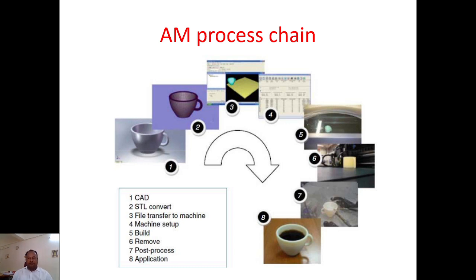Next one is the machine setup. So this AM process is going to be properly set up. Prior to the build, surface settings and related parameters like energy, layer, timing, and material constraints, all this machine setup is required. Next, the fifth point is build.